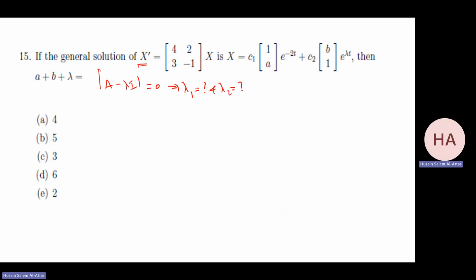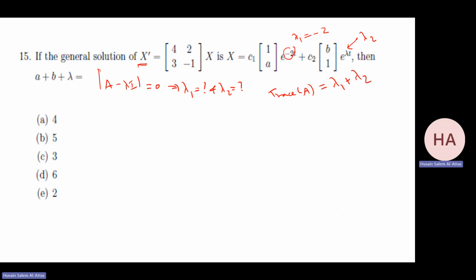This is one way. Another easier way: I notice here, this is lambda 1. And I know the trace of A equals lambda 1 plus lambda 2. This is my lambda 2.